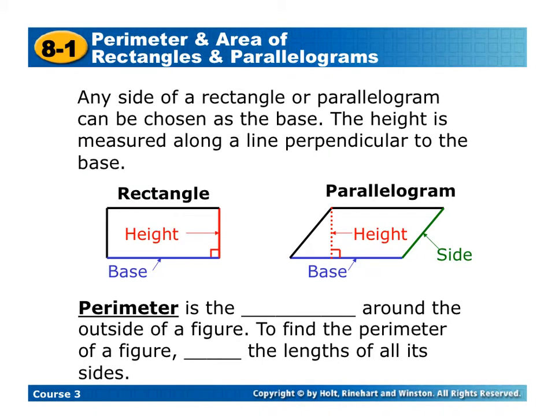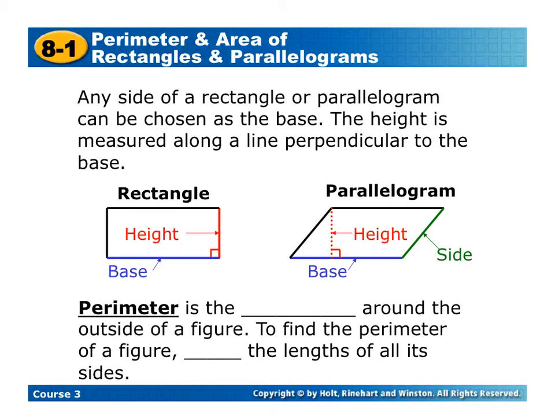Keep in mind that any side of a rectangle or parallelogram can be chosen as the base. The height is then measured along a line perpendicular to the base. So with a rectangle it's pretty straightforward. You can pick the base and then the height is any of the sides, because they're going to form that right angle. With a parallelogram, you have to remember that the height has to be perpendicular to the base or make that right angle. So we can't actually use this side as the height.